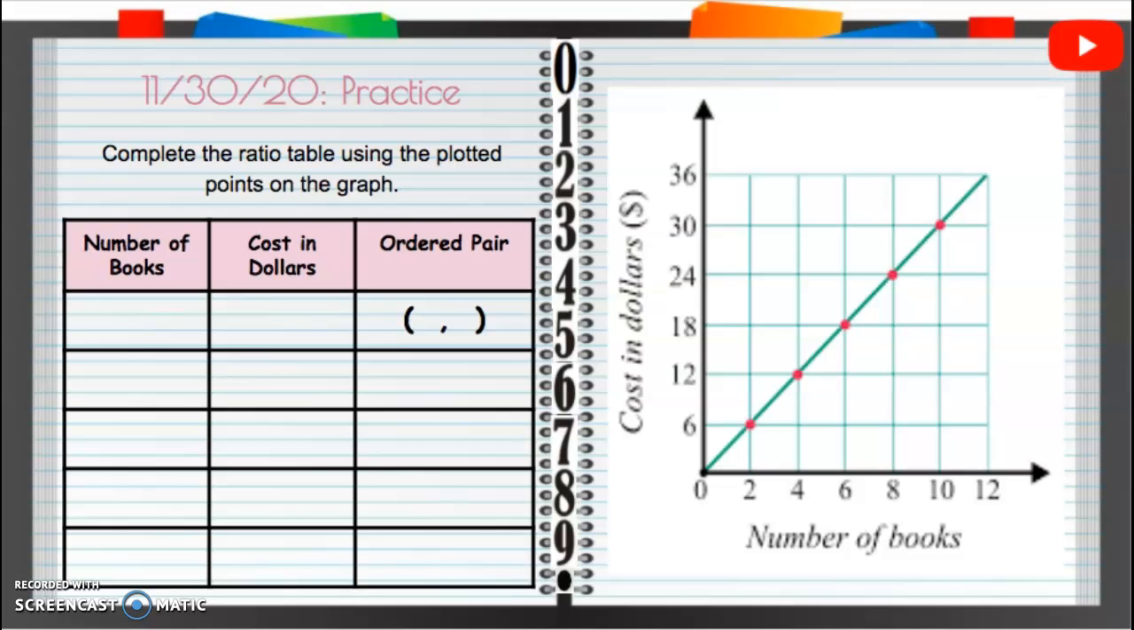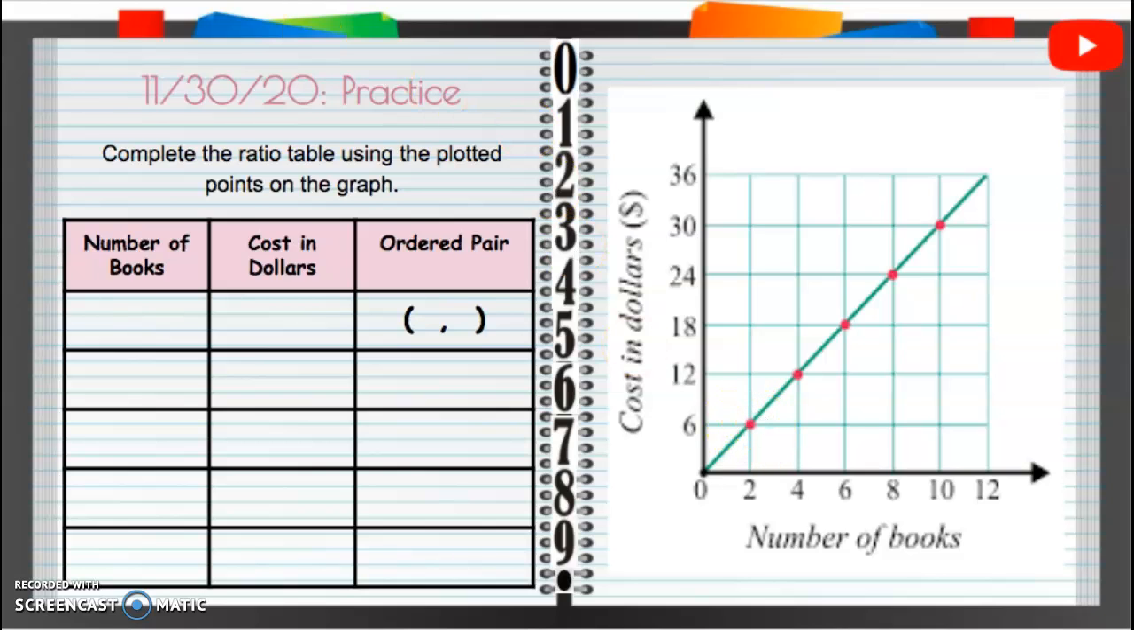November 30th, 2020 practice. Complete the ratio table using the plotted points on the graph. So we have number of books, cost in dollars, and then an ordered pair. So over here on our graph, number of books is going to be our x-axis, and then dollars is on our y-axis.